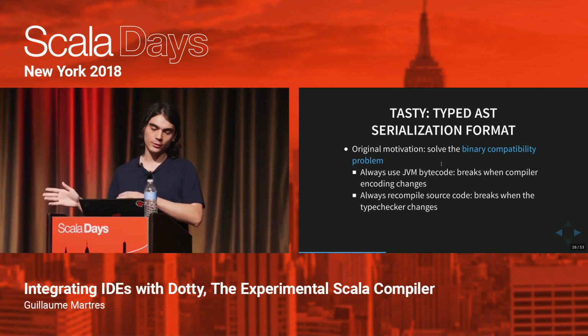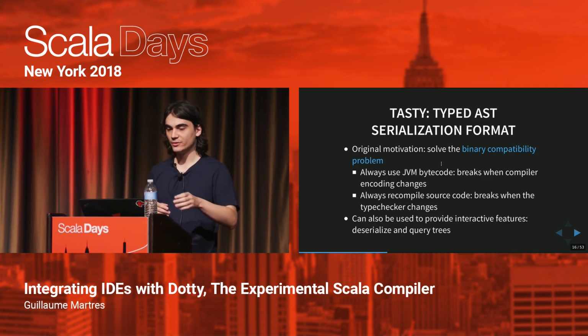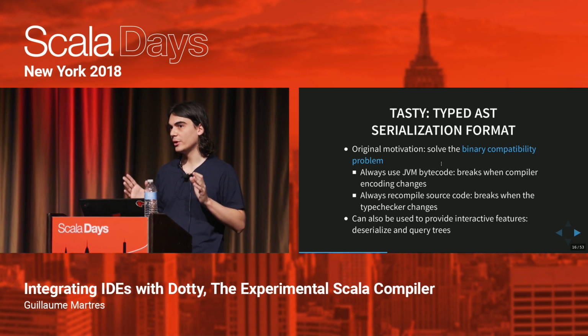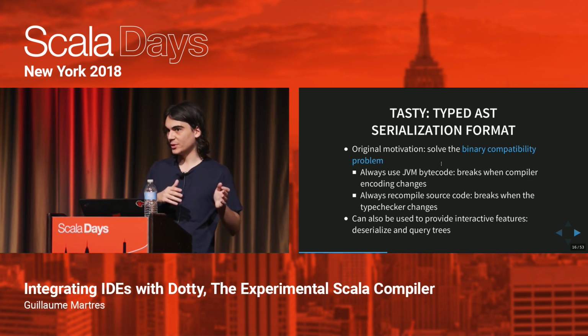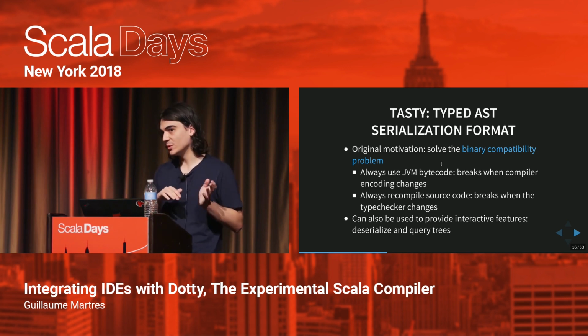So what we can do for everything that is compiled in your class path is just deserialize the tasty and query these trees. And that's very interesting because it means that we have one uniform way of dealing with everything from things open in your IDE to things in your class files to things in your dependencies. It's just all trees, and we can reuse the same code to query them, which means less code, which means less bugs.